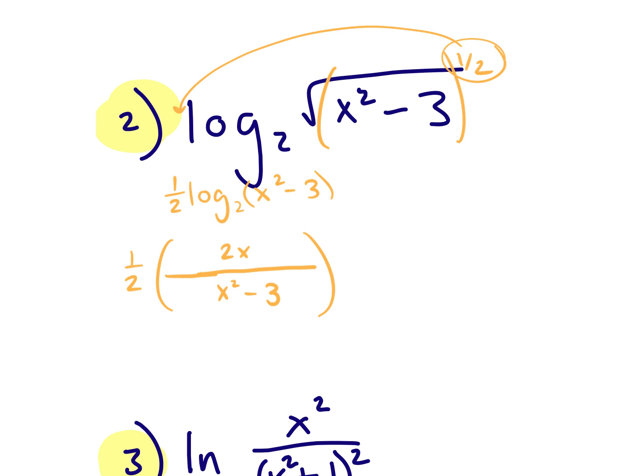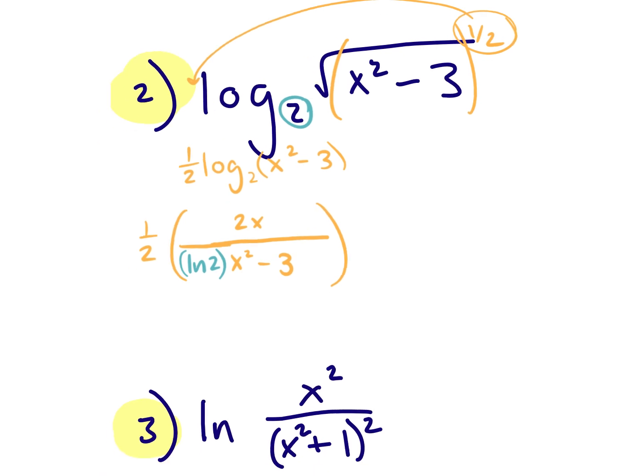But what's the one difference when it's a log versus an ln? What do we have to do here? We need to divide by the ln of whatever our base is. So we're going to divide by the ln of 2. So that makes this question different than number 1 because it's in a log, not an ln. But we have to divide by the ln of our base.